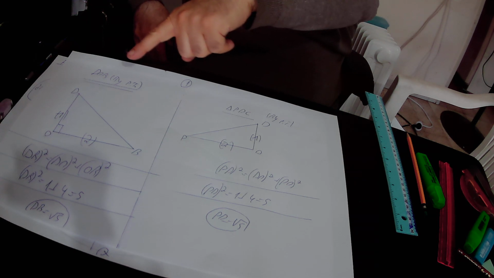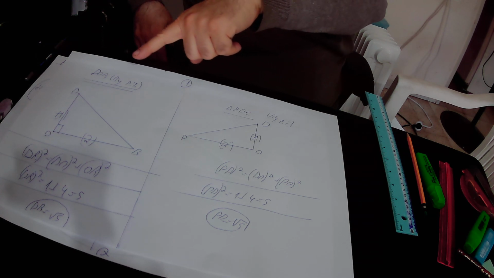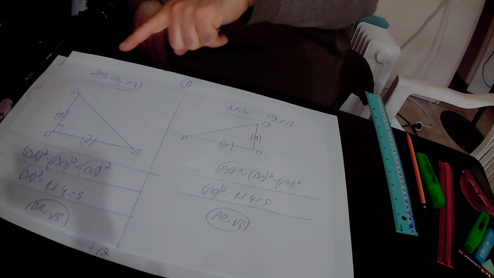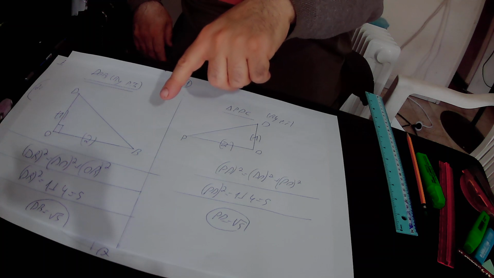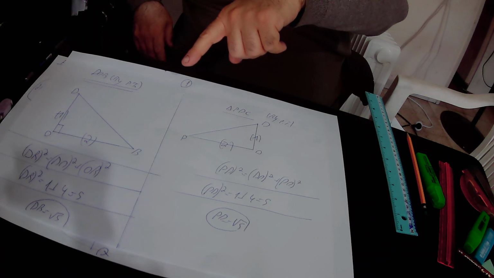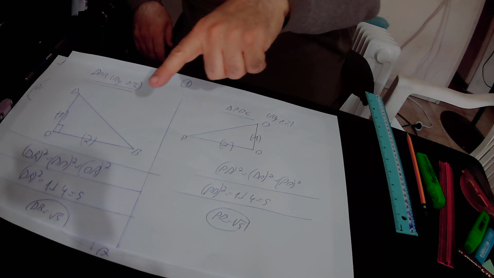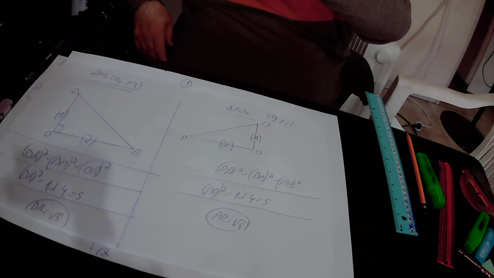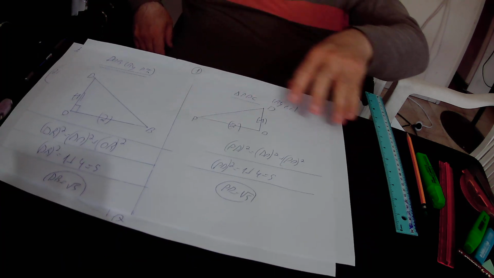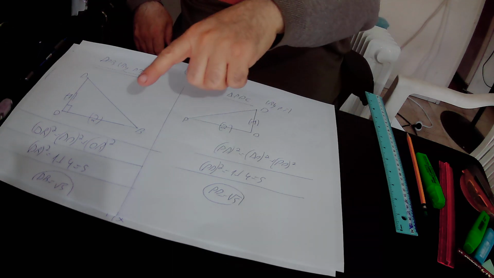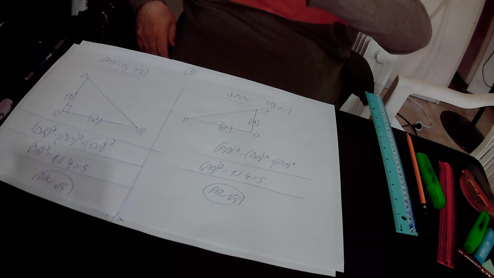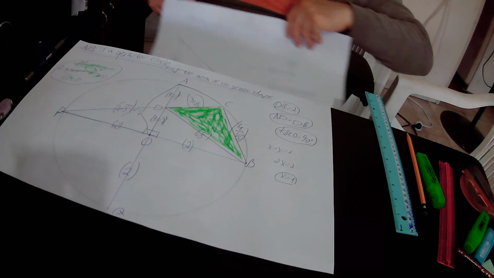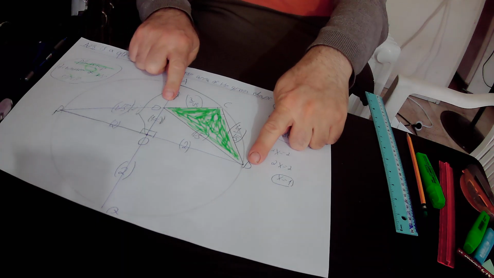DB is the missing side, so DB square equals DO square. DO is 1, therefore DO square is 1 square, that is 1, plus OB square. OB is 2, therefore OB square is 2 square, that is 4. So in total, DB square equals 1 plus 4, that is 5. Solving this equation, we find that DB equals the square root of 5 units in length. This is side DB, equal to the square root of 5 units.